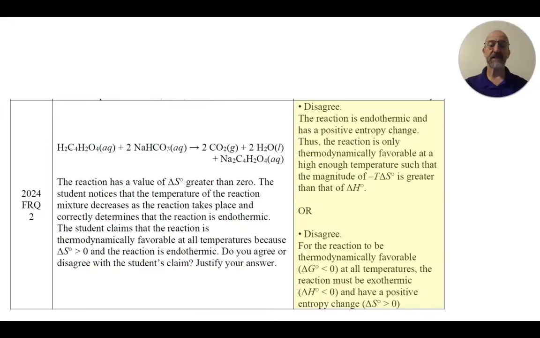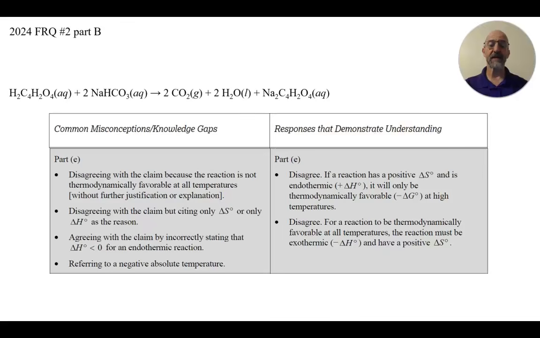So another option is to say, I disagree because for the reaction to be thermodynamically favorable at all temperatures, where delta G is negative at all temperatures, the reaction must be exothermic. So not endothermic, but exothermic, and have a positive delta S. So the only way a reaction would be thermodynamically favorable at all temperatures would be a negative delta H and a positive delta S.